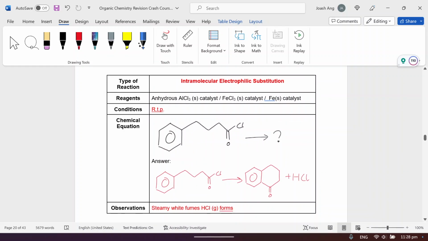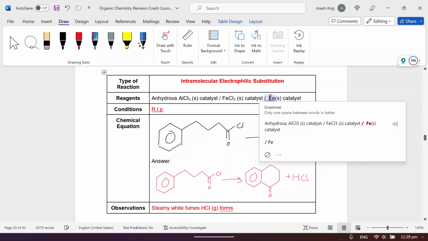Okay, this special case over here is intramolecular electrophilic substitution. So we are going to have a hydrogen atom being substituted out by a chlorine atom, and we're going to have a nucleophile attacking an electrophile within the organic molecule itself. So in this case, same right here, we are not using Fe catalyst because it's useless.